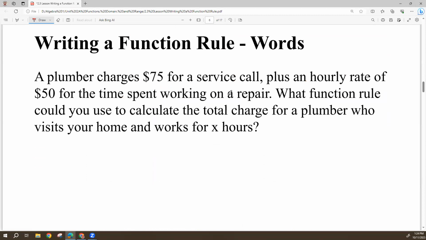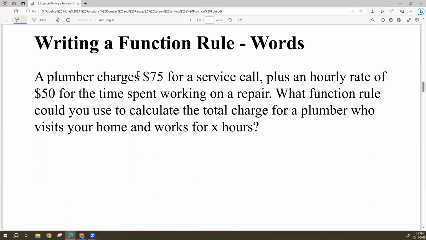So another thing we'll do is we can write function rules for word problems, for actual scenarios. We can use the strategies that we used earlier when writing expressions, translating from words to expressions, or even when we were translating from words to equations. Same idea. We're going to highlight the important values.